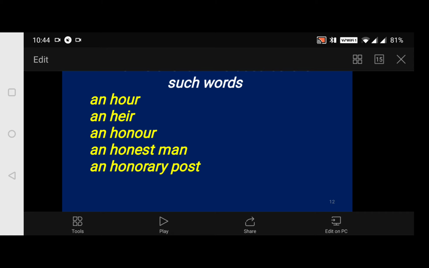So, European. Here the sound is of a consonant, so we have to use the indefinite article a before the word European, though it has the first alphabet as a vowel. Because it has a consonant sound. Okay. France is a European nation.